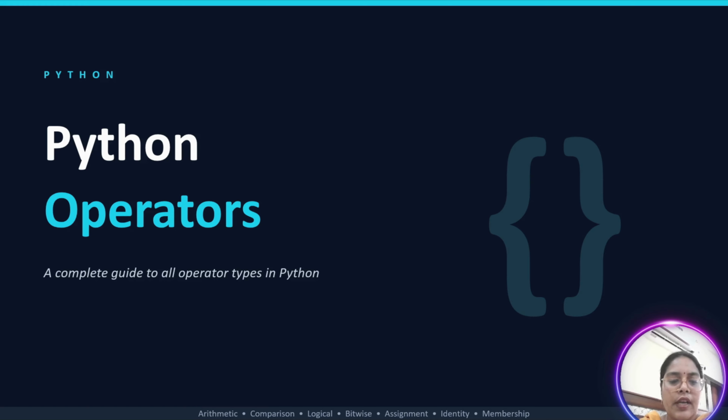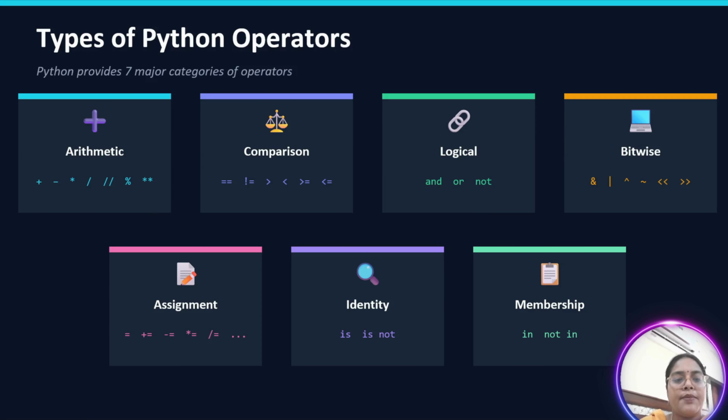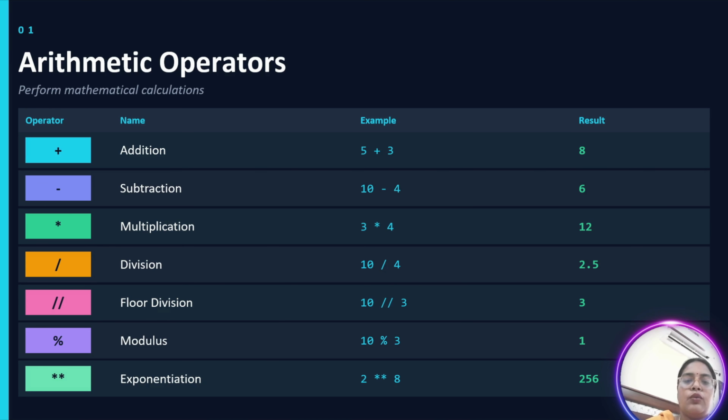So we have already learned what operators are. The symbol which we use between two values or variables is called an operator. The types of operators are arithmetic, comparison, logical, bitwise, assignment, identity and membership operators. Let us go in depth into arithmetic operators. Arithmetic operators are nothing but the basic calculations like addition, subtraction, multiplication, division, floor division, modulus and exponent.